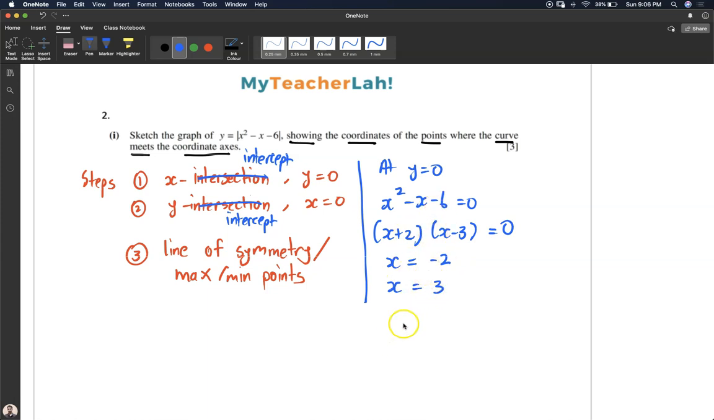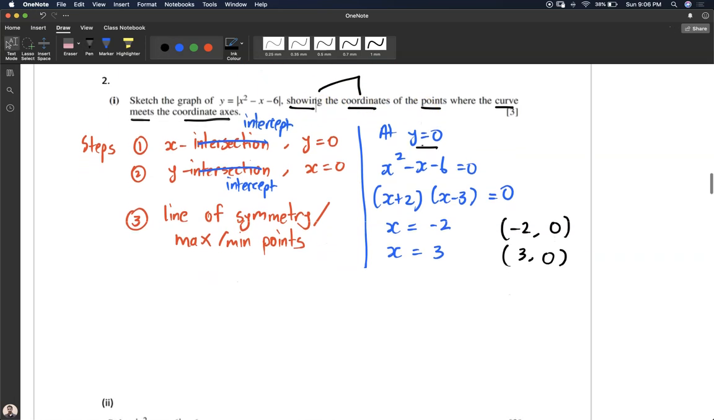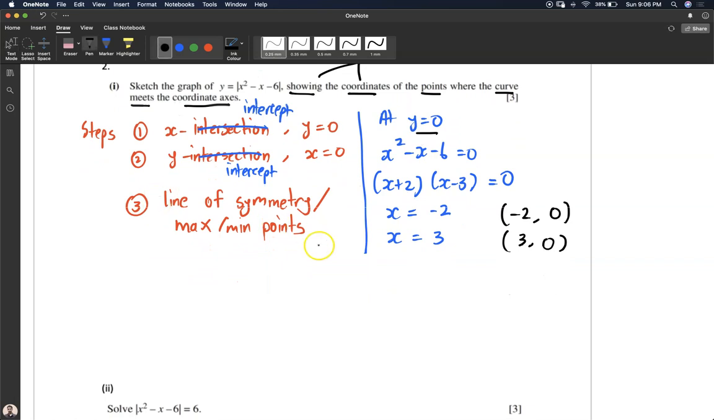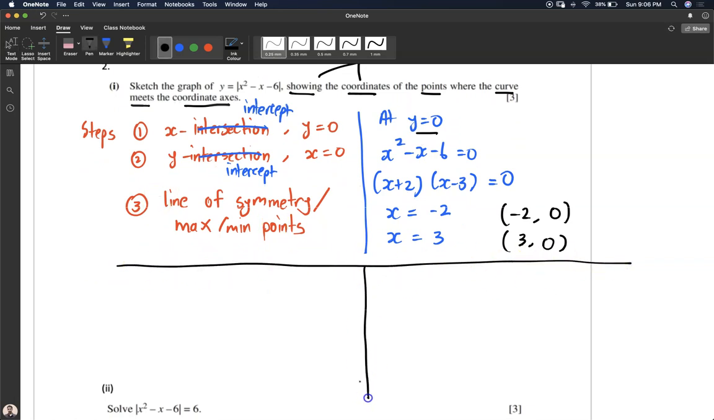If I convert this into coordinate form, I'm going to get negative 2, 0. So my y is 0 here, right? And for this one, 3 and 0. So you have 2 extra coordinates. The reason why I'm writing it in full coordinates is because I'm being very careful, as the question says showing the coordinates. You should show it on the graph, of course, but it's always good to be careful.